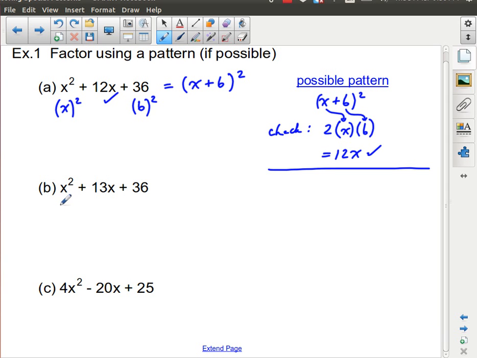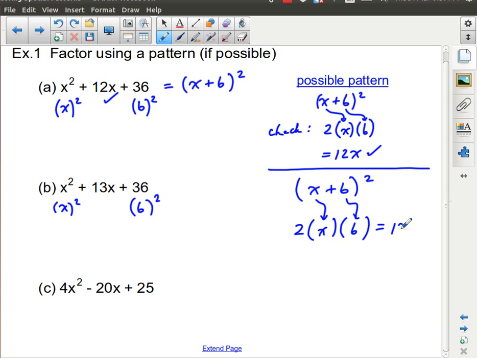Well, again, I have an x squared and I have a 6 squared. I think I've made it maybe too obvious why this one's not going to work, because my possible pattern here is x plus 6 all squared. But now I need to check 2 times this term, which is x, times this term, which is 6, but that's 12x as we found in the previous. But that does not match. 12x does not match 13x. Oh, that doesn't look good. That looks like another x. Okay, so this does not match this, and so this one we can't factor using a pattern.